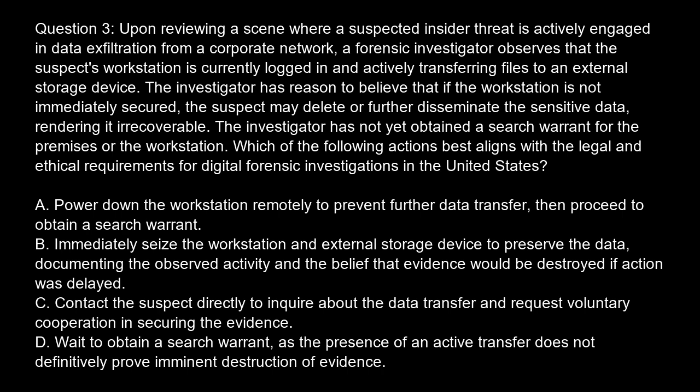Which of the following actions best aligns with the legal and ethical requirements for digital forensic investigations in the United States? Option A. Power down the workstation remotely to prevent further data transfer, then proceed to obtain a search warrant. Option B. Immediately seize the workstation and external storage device to preserve the data, documenting the observed activity and the belief that evidence would be destroyed if action was delayed. Option C. Contact the suspect directly to inquire about the data transfer and request voluntary cooperation in securing the evidence. Option D. Wait to obtain a search warrant, as the presence of an active transfer does not definitively prove imminent destruction of evidence.